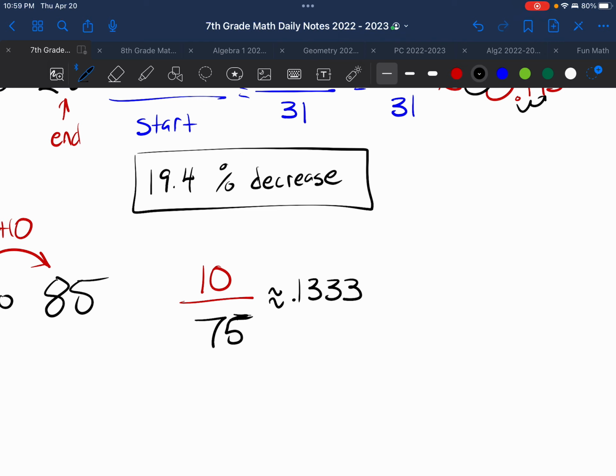19.4%. So with 0.133, I'm moving the decimal 1 to the right to change it into a percent, and this is going to be 13.3%. I'm not including this 3 because I'm rounding to 1 decimal place, 13.3%, and because we have a positive number, notice that there's no negative, this is going to be an increase.